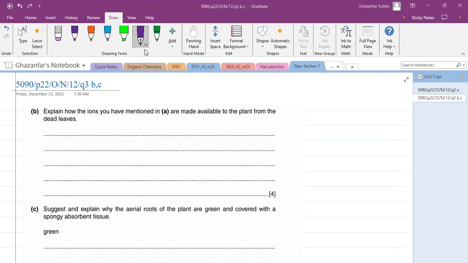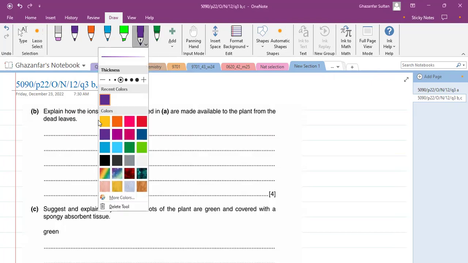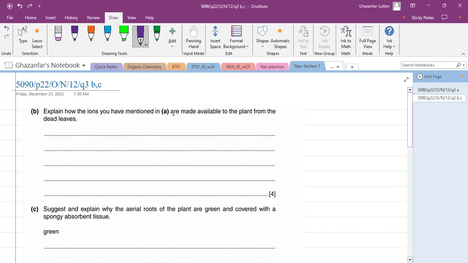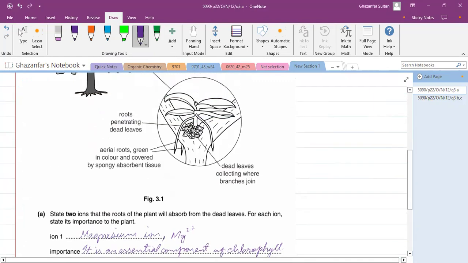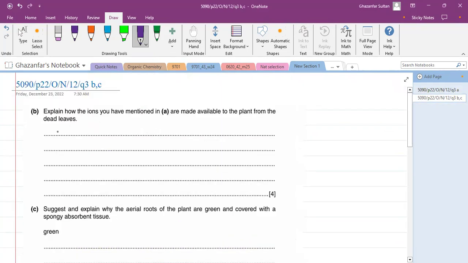Okay, the next question is, explain how the ions you mentioned in part A are made available to the plant from the dead leaves. Again, see the diagram. From the dead leaves, roots absorb nitrate ions, magnesium ions, and other ions as well. So we have to mention how they are obtained from the dead leaves. So definitely from the leaves, they cannot be absorbed directly.